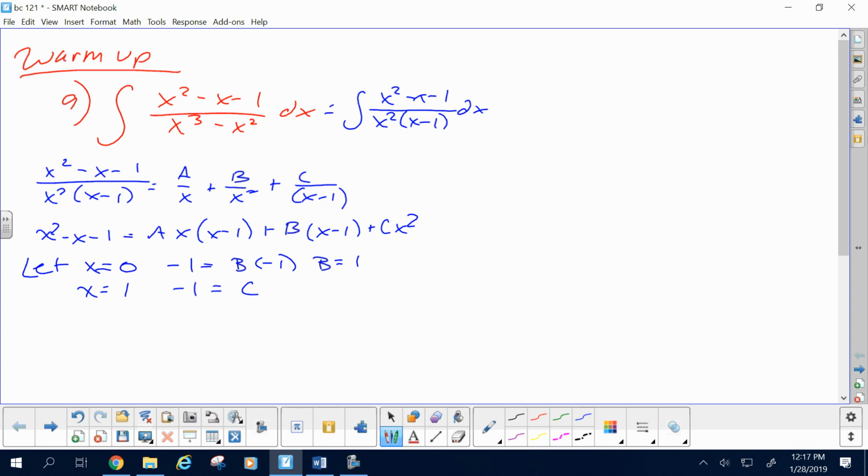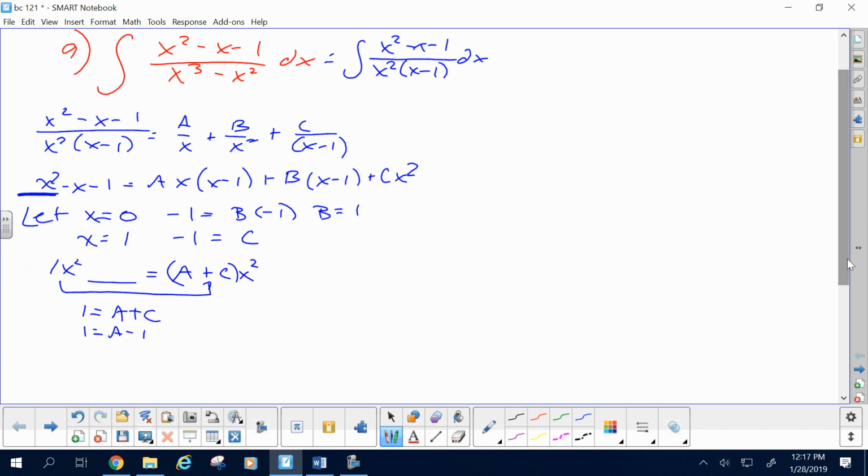Okay. Did you get that the numerator for the x squared is 1? Did you get the numerator for the x minus 1 is negative 1? Okay. And then altogether, there's 1x squared on the left, and that would equal a plus c x squareds on the right, yeah? So 1 equals a plus c, 1 equals a minus 1, so a is 2. The numerator for the x is 2, yes?